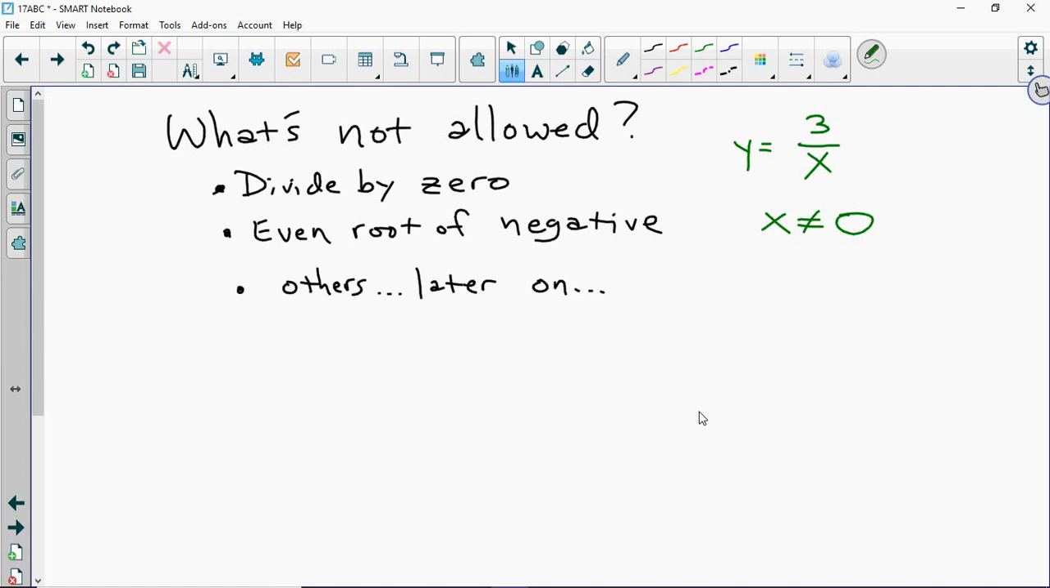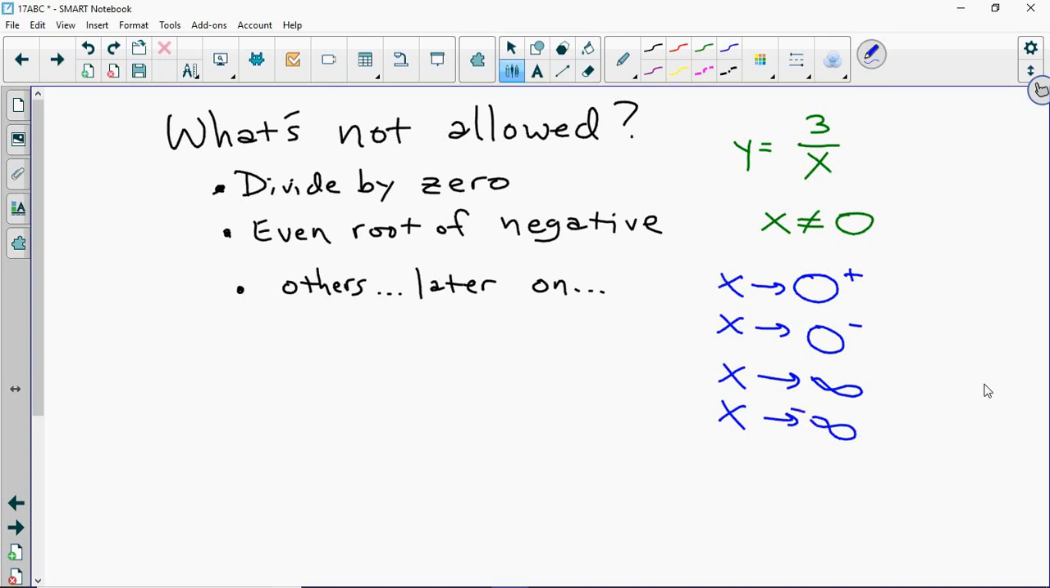Essentially, we're going to ask ourselves, what happens as x gets closer and closer to 0? We're going to consider that both when x is a positive number, but also when x is a negative number. And then also what happens as x gets super, super big in both the positive and the negative directions. I think the bottom 2 are a little bit easier to think about. As x goes out towards infinity, so x is a super, super big positive number, what happens to the y value?